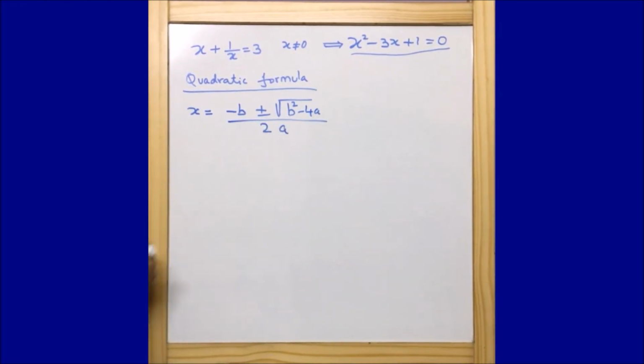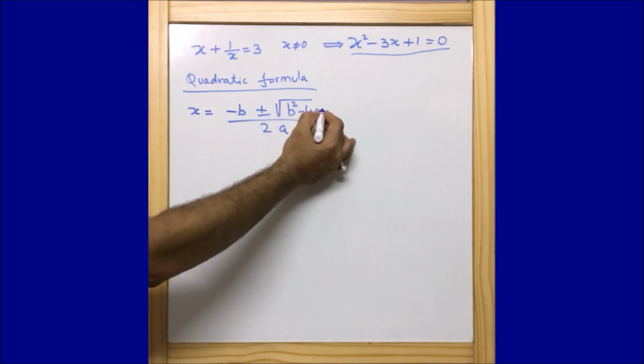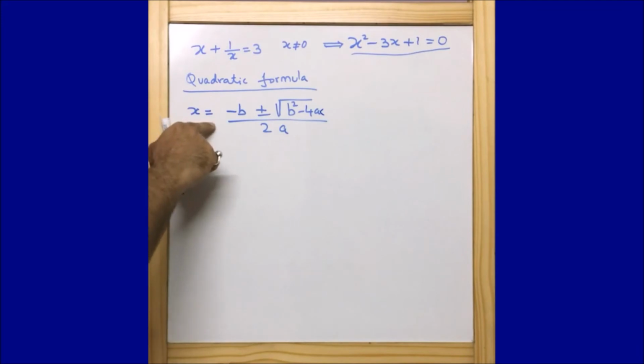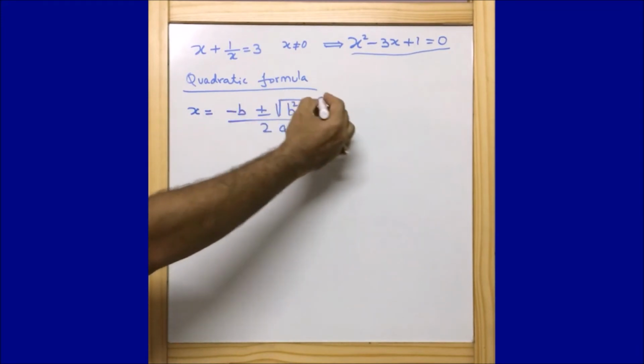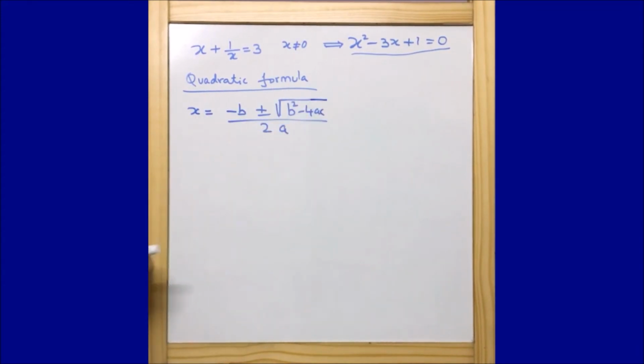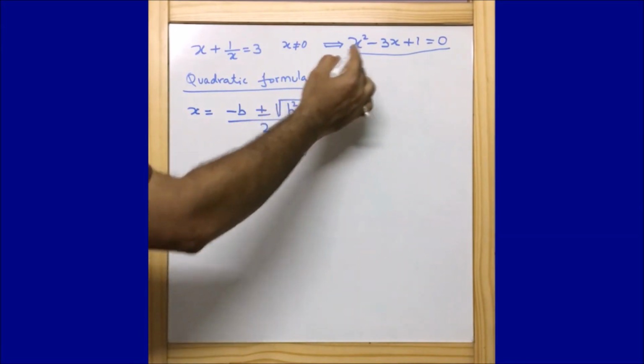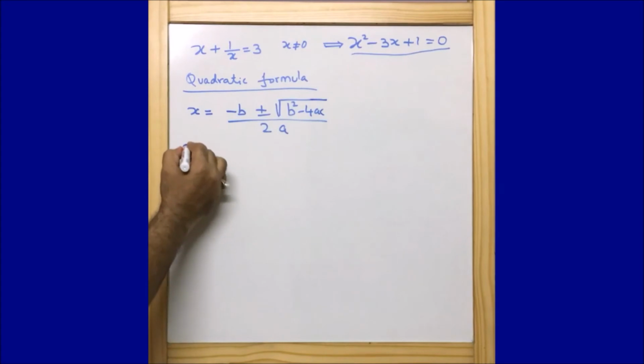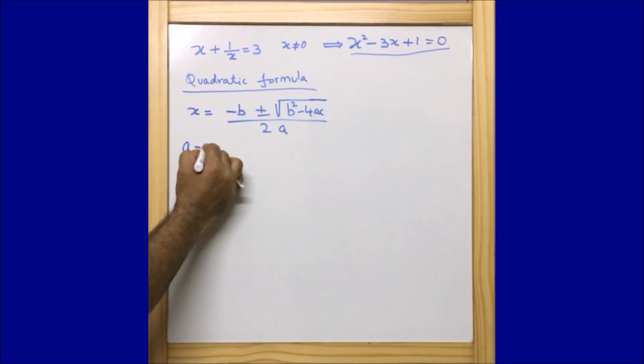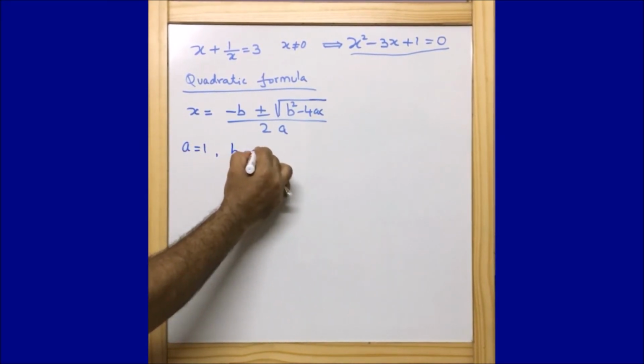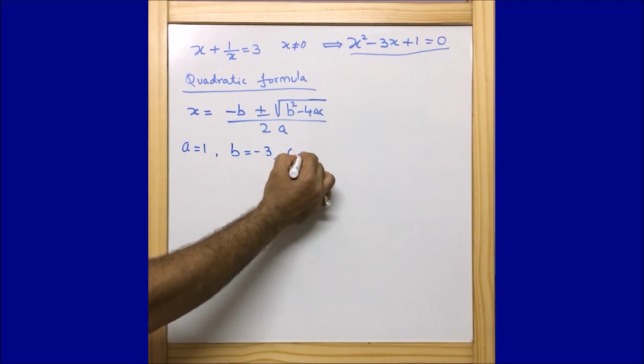This is what a quadratic formula states. The quadratic formula here is x is equal to minus b plus or minus root over b square minus 4ac upon 2a. Now first of all, let us find out b square minus 4ac. From the given equation, you could see that a is equal to 1, b is equal to minus 3 and c is equal to 1.